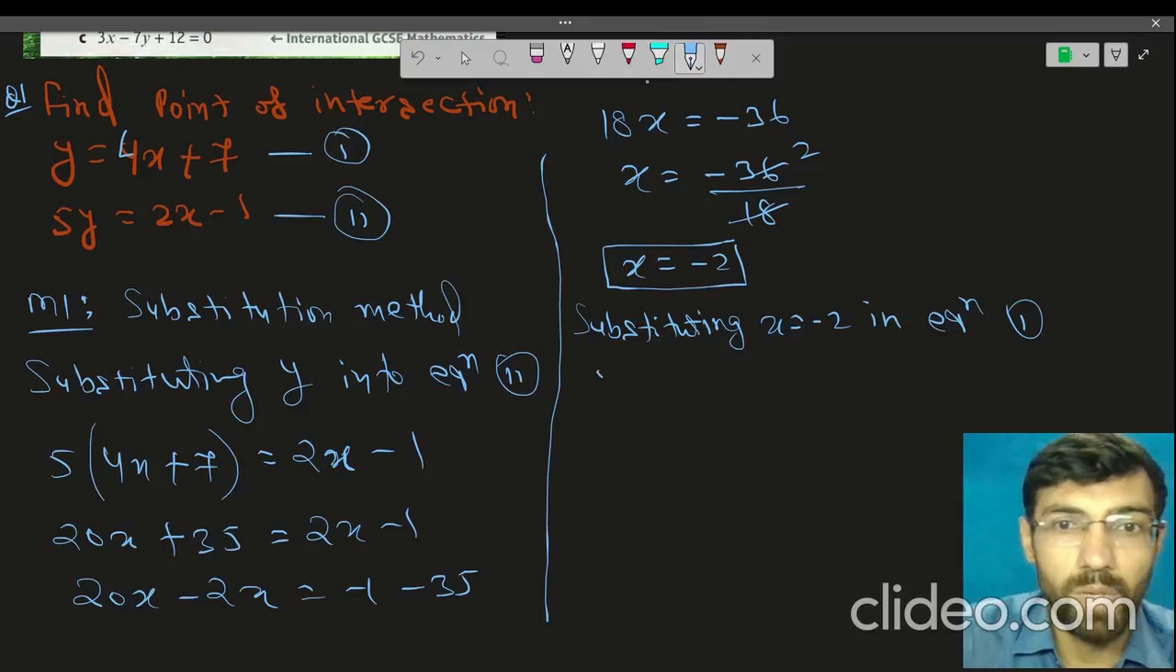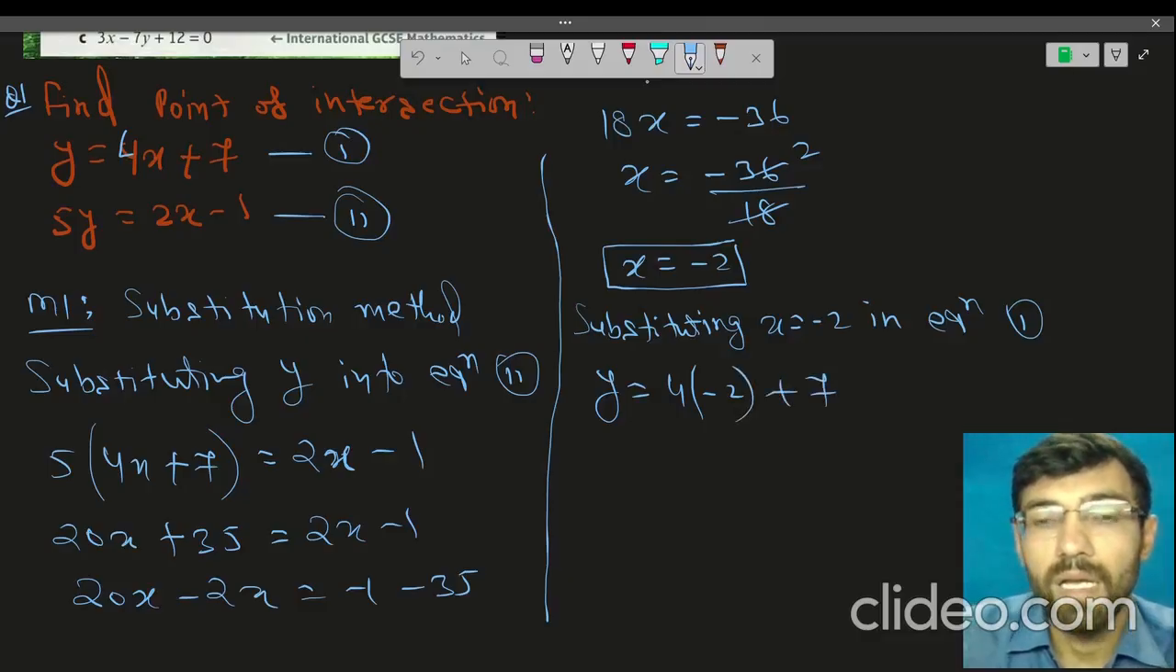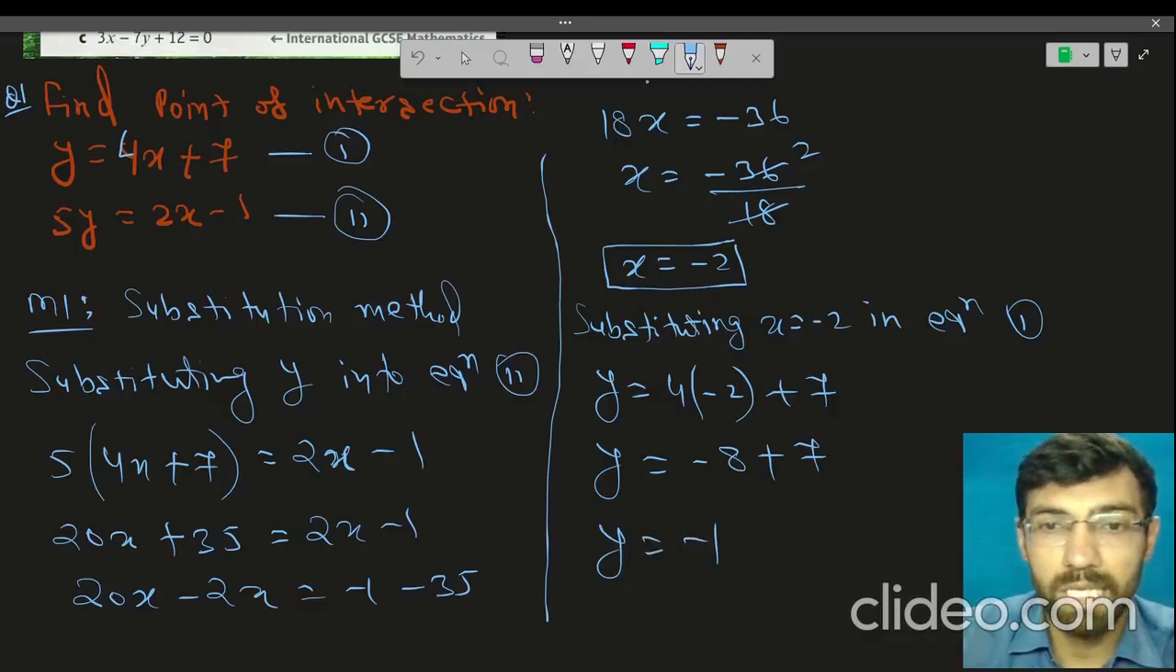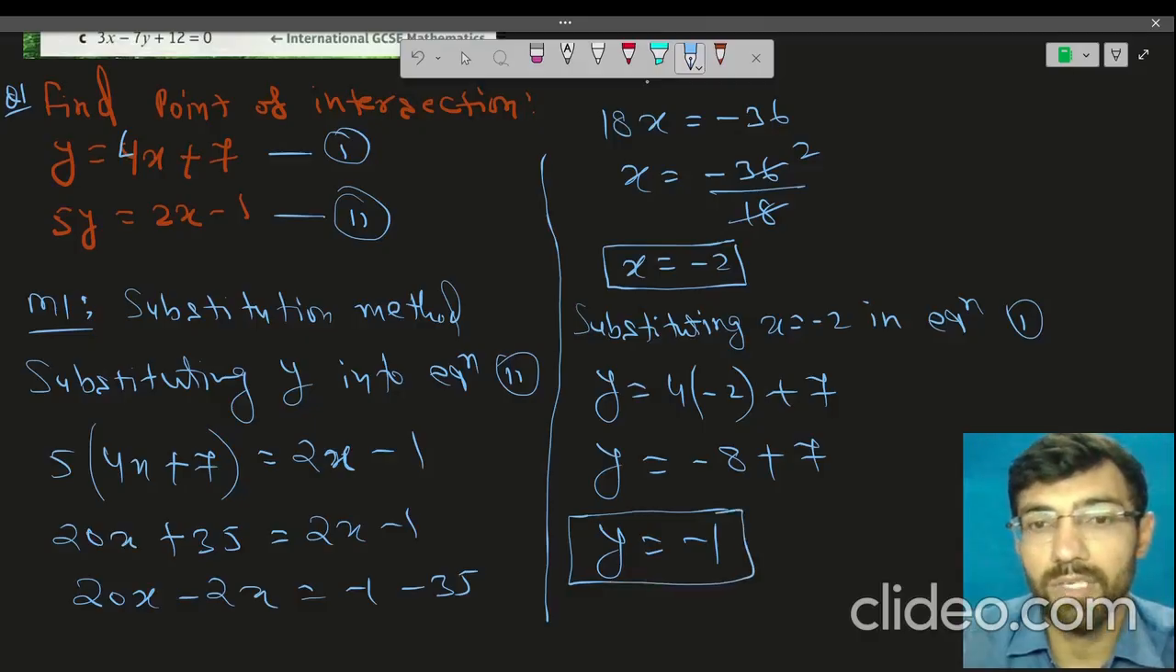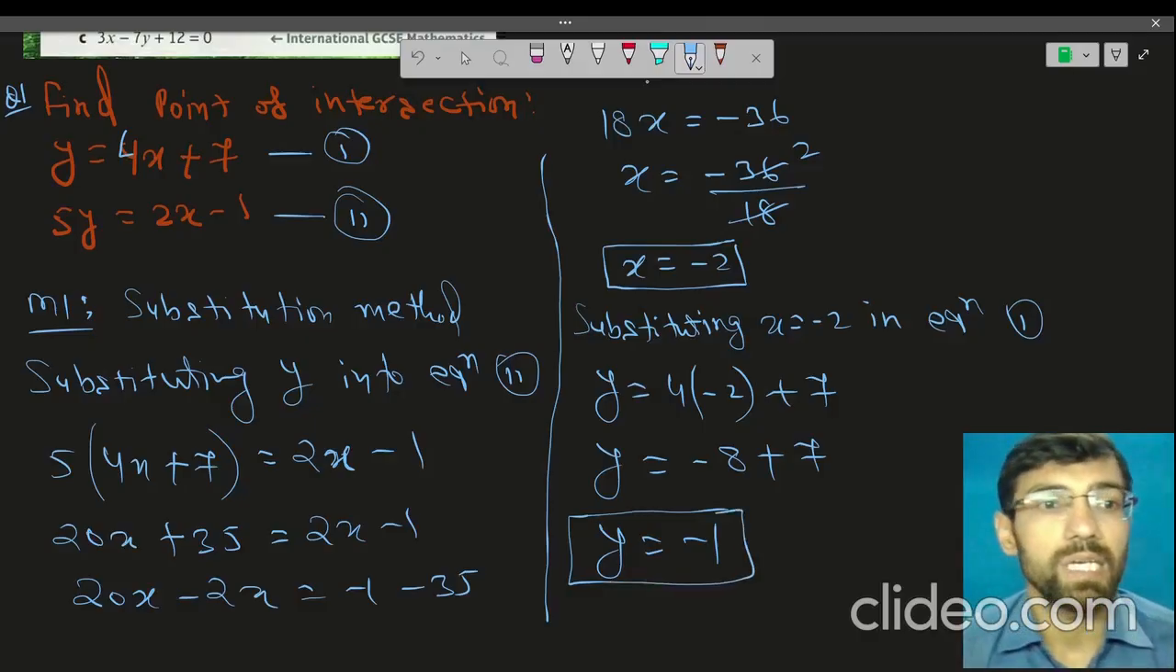So it will be y equals to 4 into, in place of x we will substitute minus 2, plus 7. That's it. So it is equals to how much? y equals to minus 8 plus 7. And now we got y equals to minus 8 plus 7, which is how much? y equals to minus 1. So what is the solution? We got x equals to minus 2 and y equals to minus 1. So we solved these two equations.